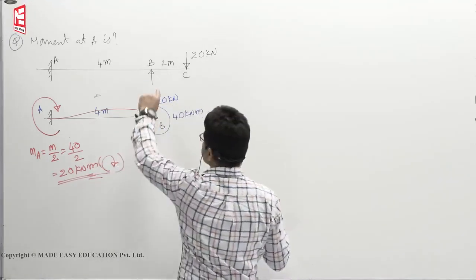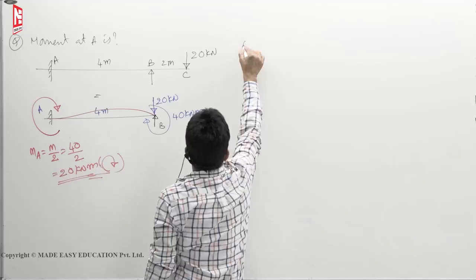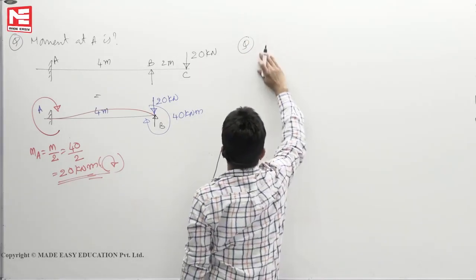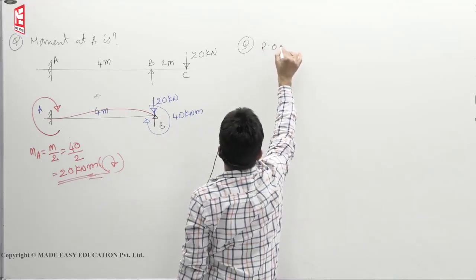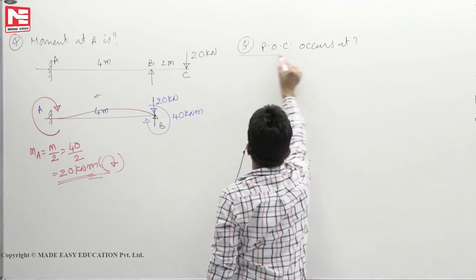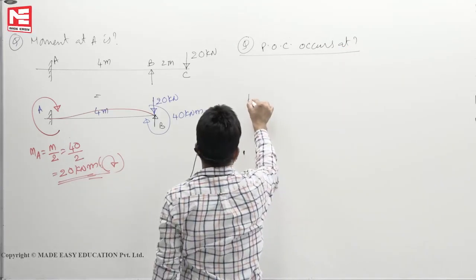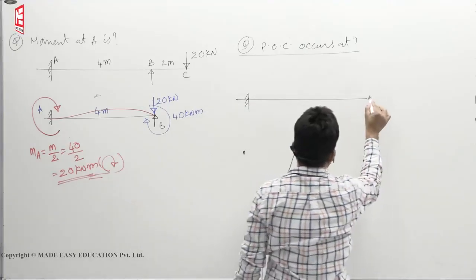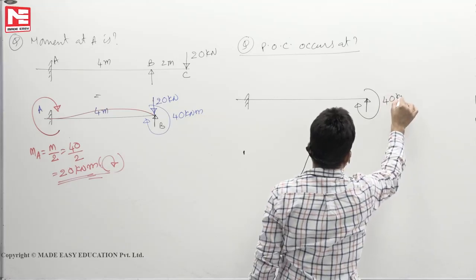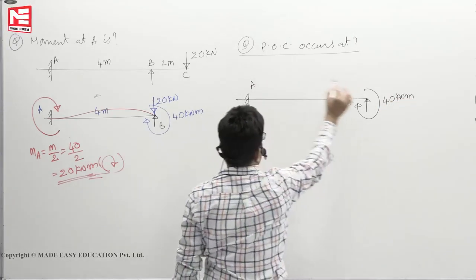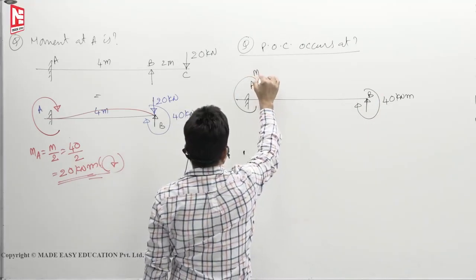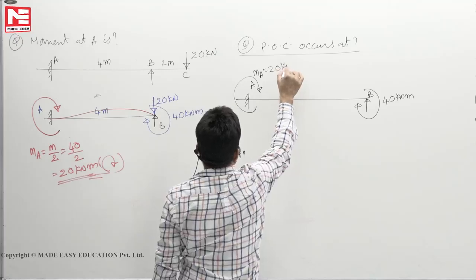Now you want to find, say, reaction at B, or where the POC, point of contraflexure, occurs. Same problem, we'll take it now. This is 40. This point let us say A, B. The 20 direct transfer you don't have to worry. MA also just now you calculated as 20.